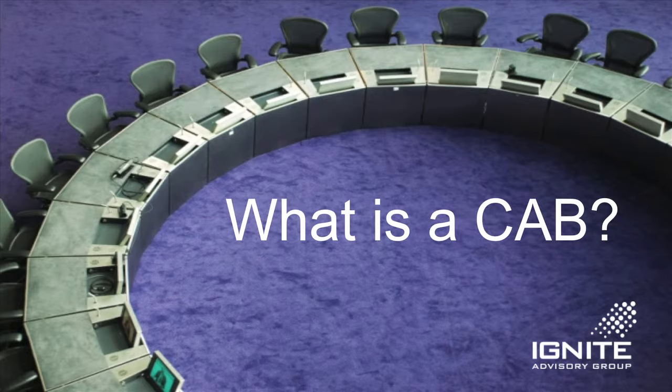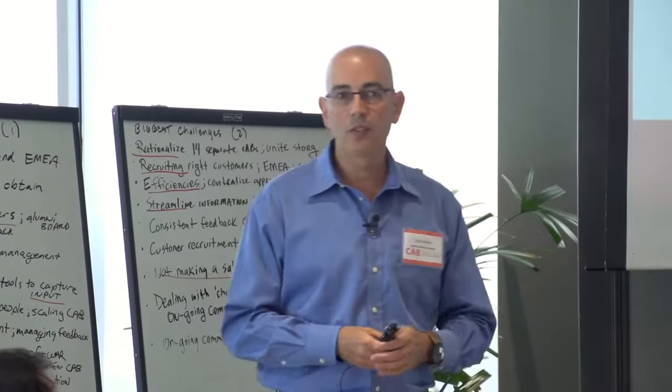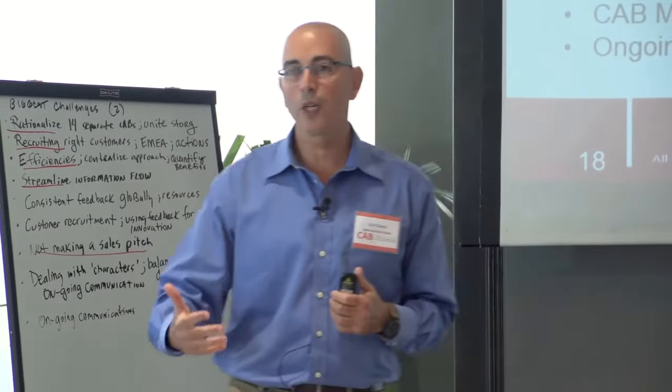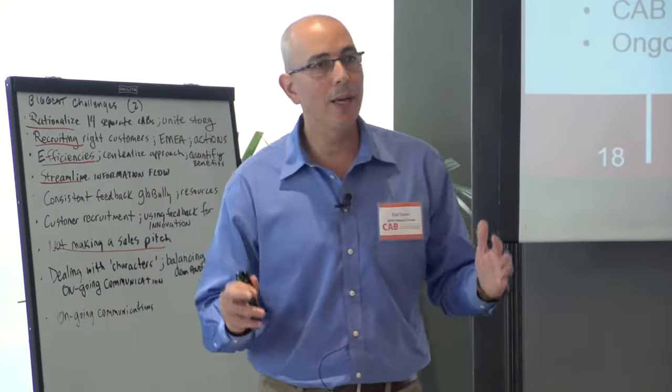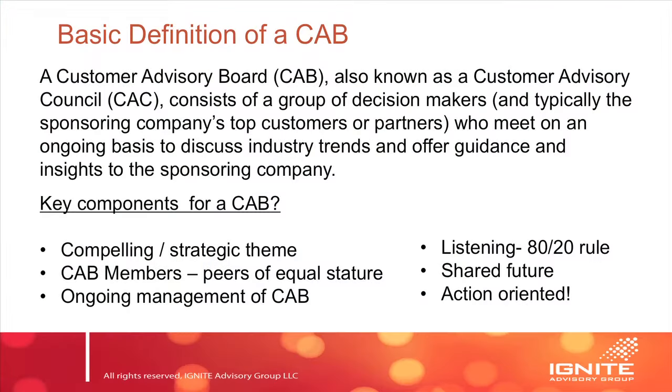What is an advisory board? Basic definition of an advisory board, you have it right there. It's a representative group of customers or partners that are real decision makers, and they meet on an ongoing basis, discuss industry trends, discuss your products, discuss your solutions, improve customer satisfaction. This is the basic definition of an advisory board, but let's talk about the key components of an advisory board.